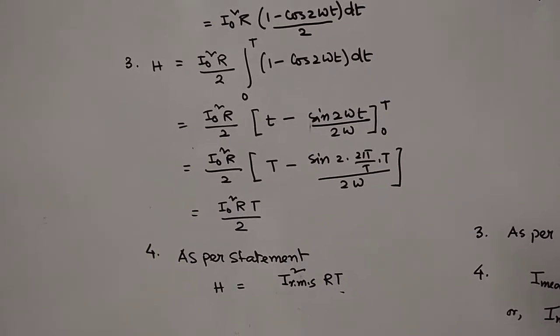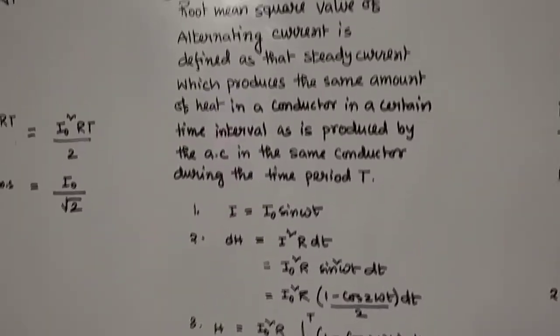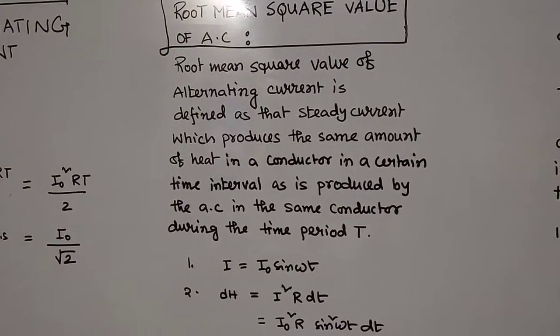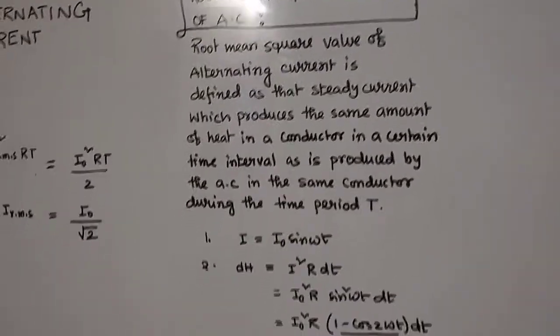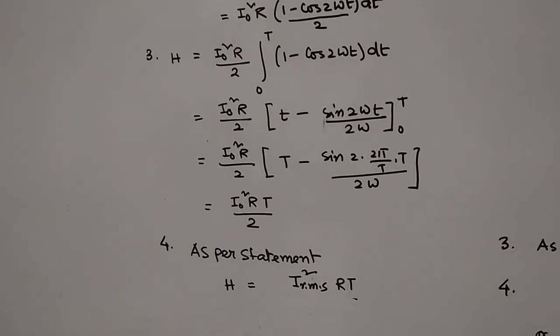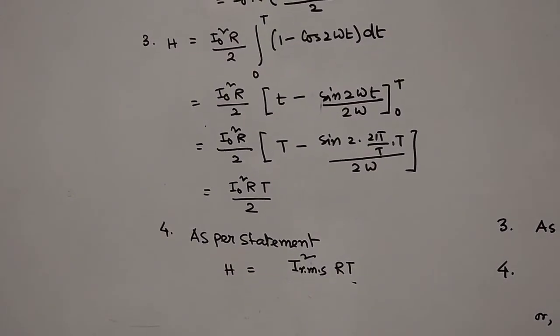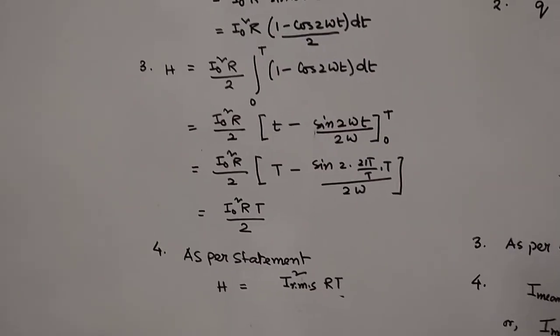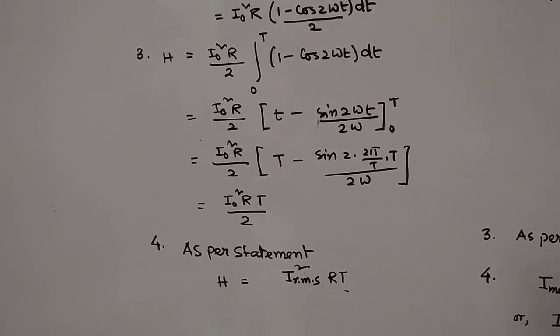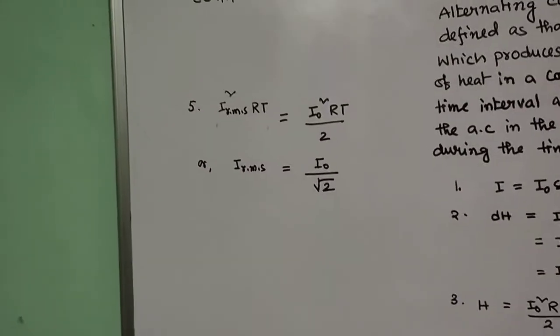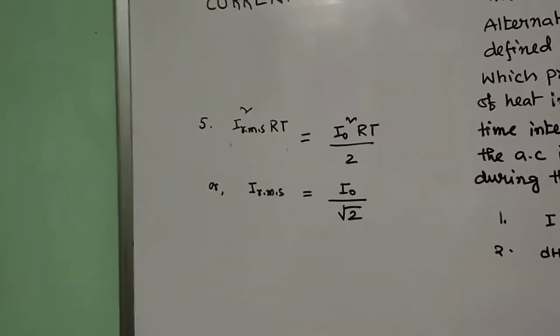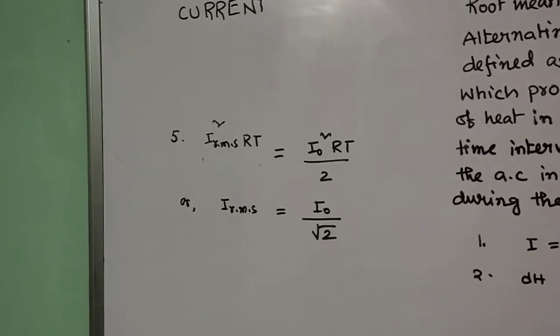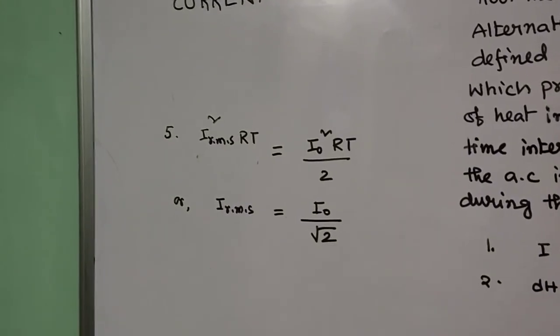Now as per the statement, it says that it is the same amount of heat as produced by a steady current. So for the steady current, the root mean square is the steady current. So you are going to use the same formula, H equal to I square RT. So H equals I RMS square RT as per the statement. So this H and this H are identical as per the statement. So I RMS square RT equal to I naught square RT by 2. So if you simplify, it comes out to be I RMS equal to I naught by root 2.